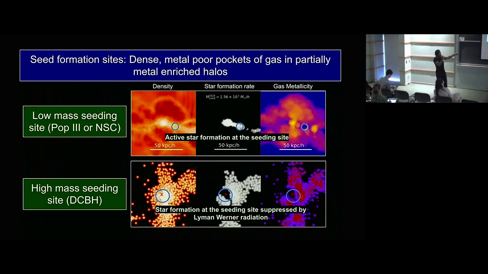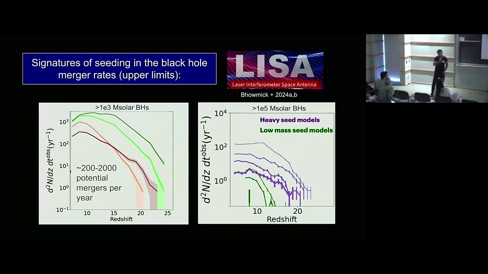And then for direct collapse seed formation sites, we can see similar pockets of dense and metal-poor gas, with one key distinction, where around these pockets, the surrounding star-forming regions are providing sufficient Lyman-Werner radiation to suppress the star formation inside these pockets and thereby create conditions for direct collapse black hole formation. So with all of these seeding prescriptions, what we did was conduct a large systematic study to quantify the impact of black hole seeding across a wide range of black hole observables, which I'm about to show you, starting with predictions for merger rates relevant for LISA.